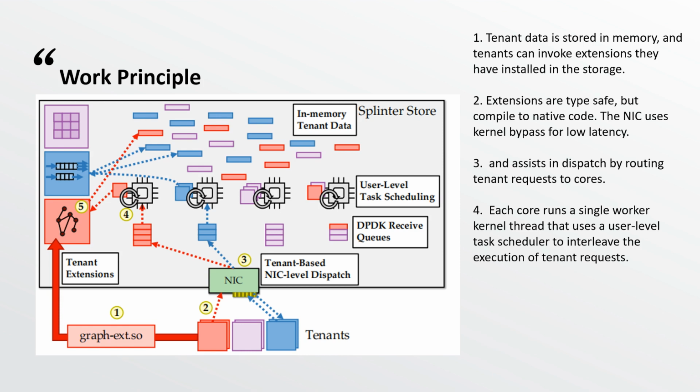You send the request to the server, and the network card of the server receives your request and dispatches the request to multiple cores. On every core there is a user level task scheduler, and the scheduler will invoke the extensions you put previously at the local storage. So the whole process is done at user level. There is no switch between kernel mode and user mode, so it will have lower latency than the traditional way.